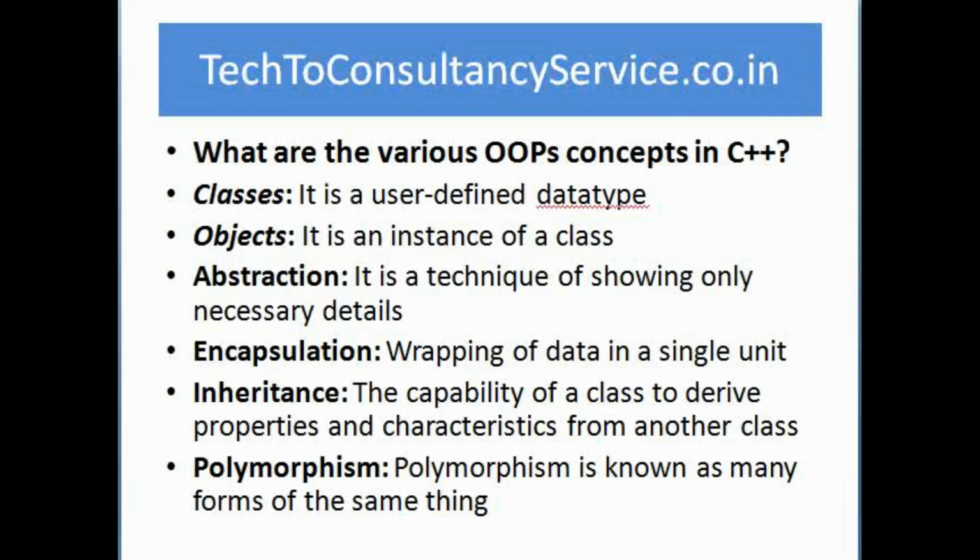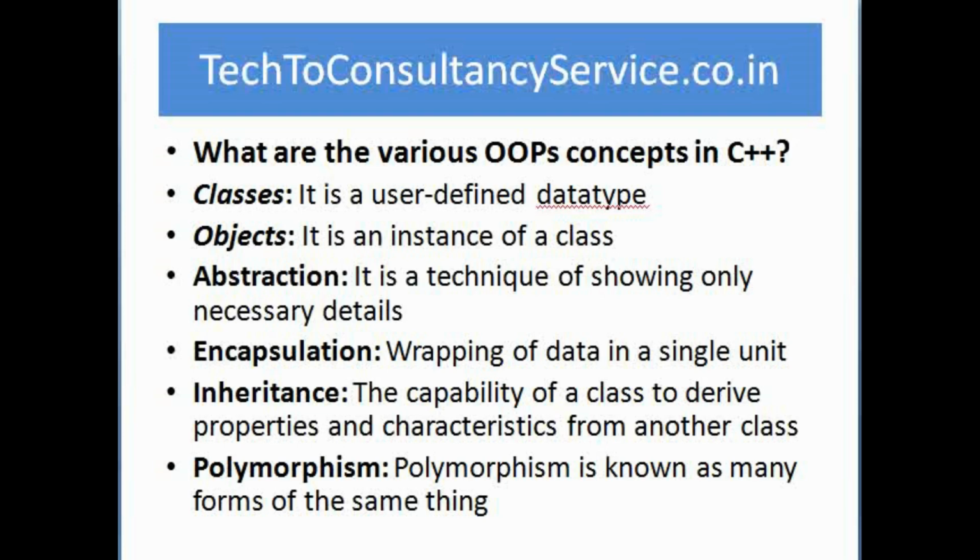What are classes? A class is a user-defined data type. Just like in C we have structures, in C++ we have classes. A structure is by default public, but a class is by default private.